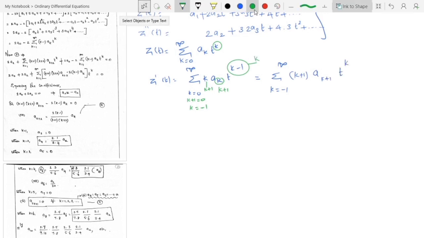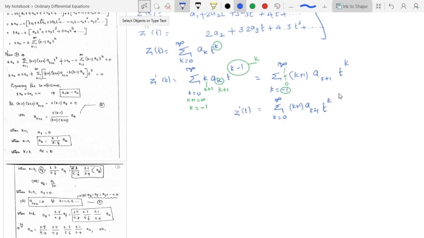Expanding this summation, k starts from minus 1, then 0, 1, 2 and so on. For k equal to minus 1, replacing here minus 1 plus 1, that is equal to 0. So 0 into anything is 0. So we can exclude minus 1 from the summation. So k starts from 0 to infinity, (k plus 1) a_(k+1) t power k.